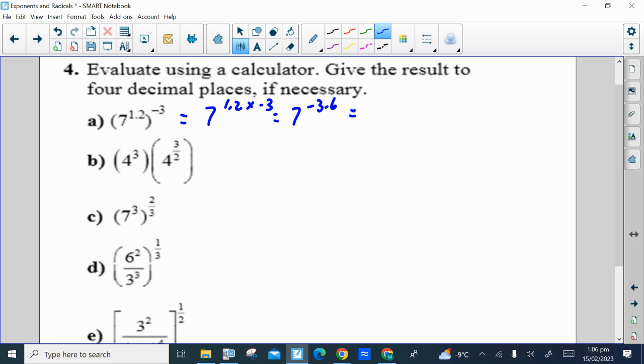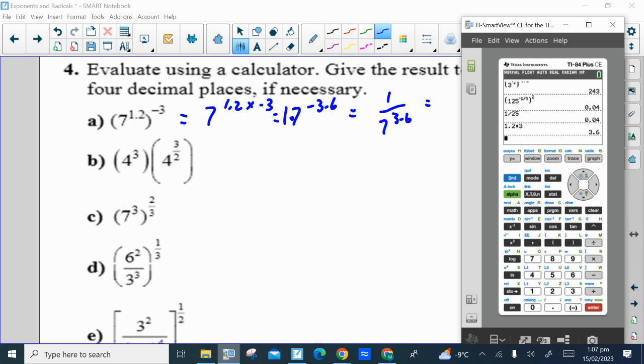But there's nothing on the bottom. So we've got 1 here, and what goes to the bottom? And what happens to the exponent sign now? Yeah. So it's 1 over 7 to the power 3.6. So now we'll get the calculator out to find out what that is.